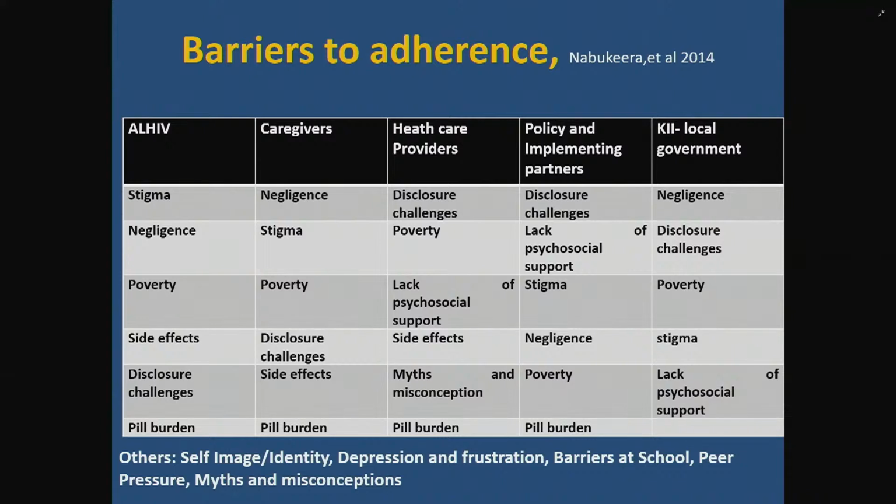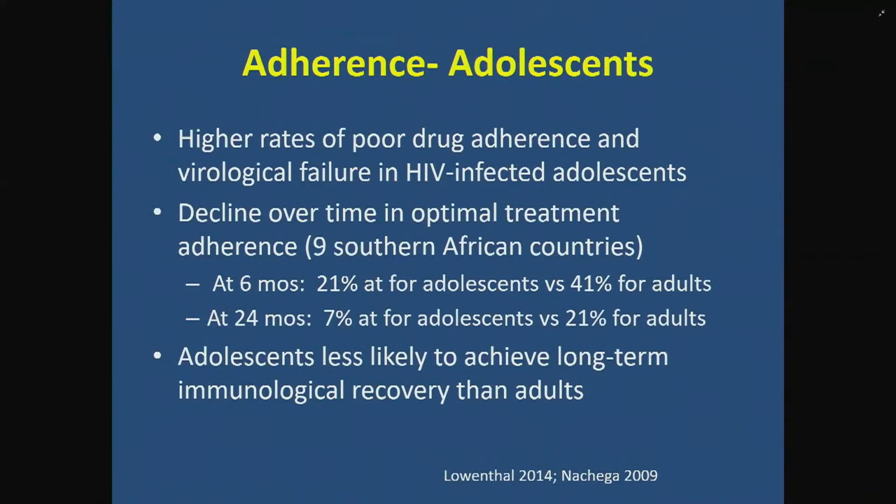The healthcare providers, sometimes we fail to disclose to these adolescents, and some of the healthcare providers also share myths and misconceptions that are untrue. And then the policy and implementing partners continue not to optimize the treatment. So non-adherence among adolescents living with HIV may result in virological failure. And you know that once virological failure kicks in, the next is immune incompetence, and then the multiple opportunistic infections.